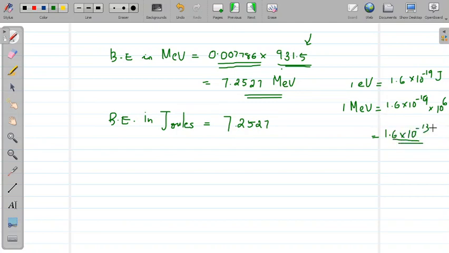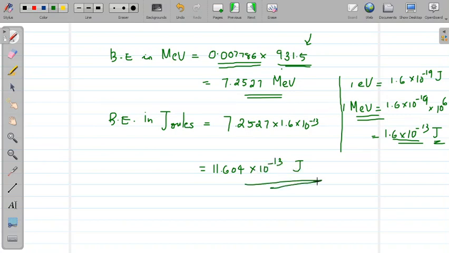So in order to convert mega electron volt into joules, we need to multiply by 1.6 into 10 raised to minus 13. So let me multiply this with 1.6 into 10 raised to minus 13. And you can find the value to be equal to 11.604 into 10 raised to minus 13 joules. So this is the binding energy of the neutron in terms of joules.